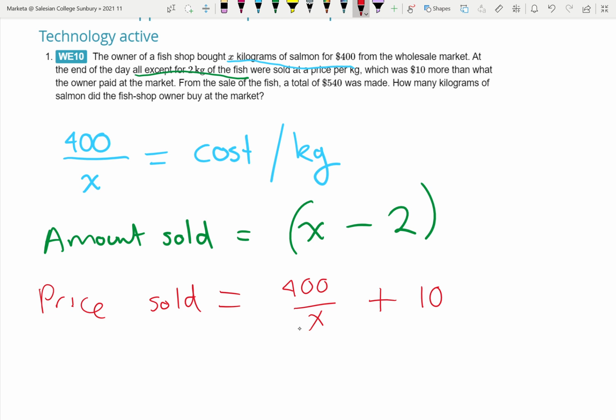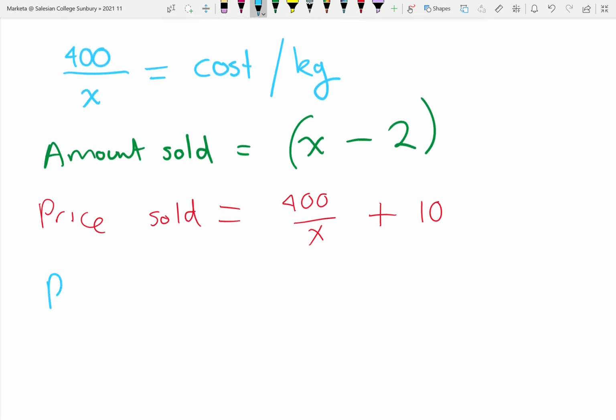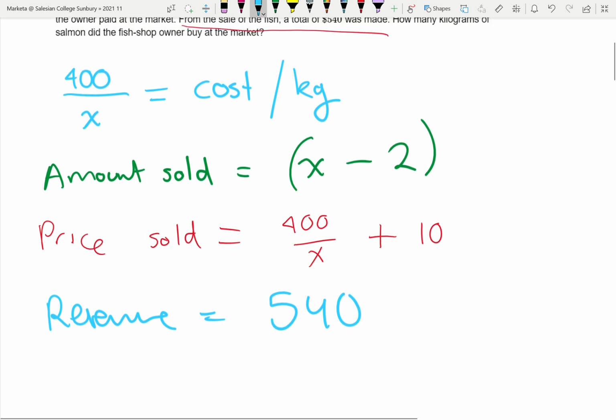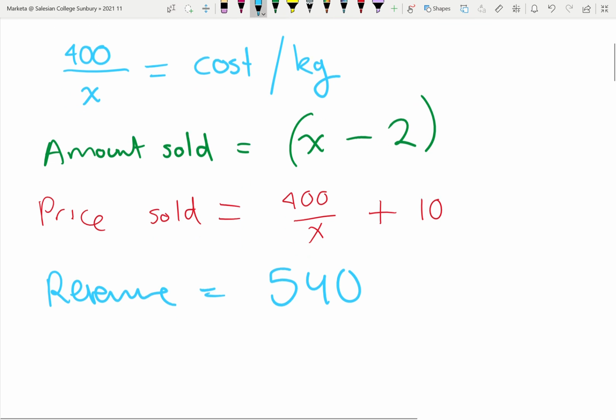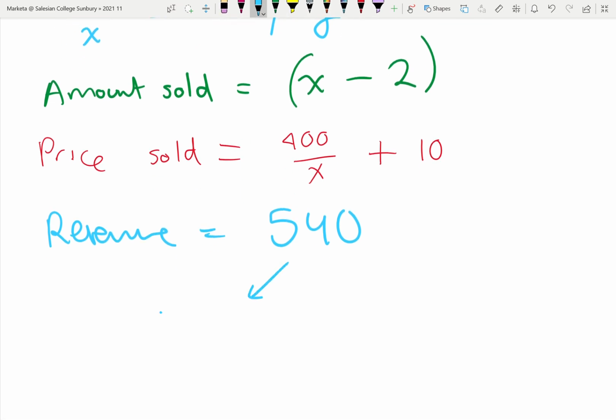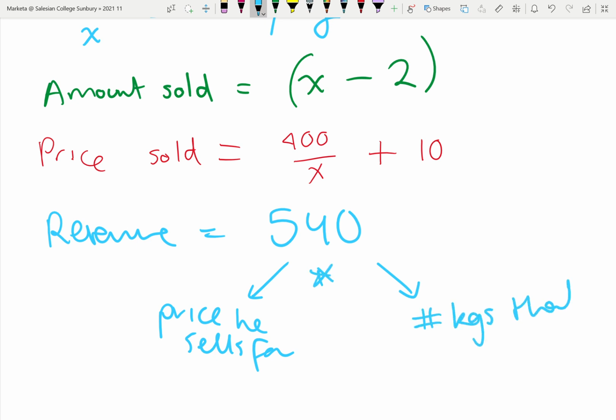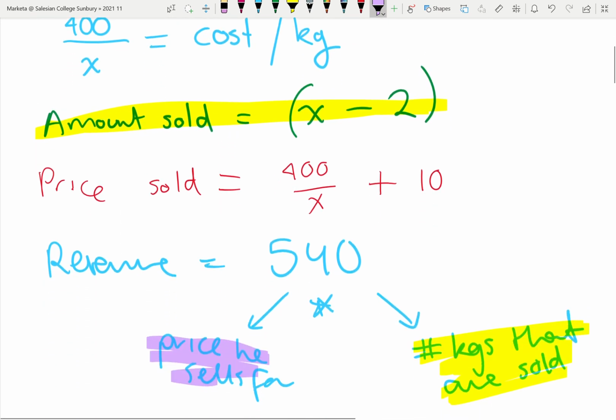So next, from the sale of the fish, a total of $540 was made. So we can say revenue is $540. And if we think about what that means, well, the revenue is going to be the price he sells it for times the number of kilos that are sold. And we already know all these things. The amount sold is here, so we know that's going to be in our equation. The second thing, the price he sells it for, well, we've already worked that out too. Here it is.